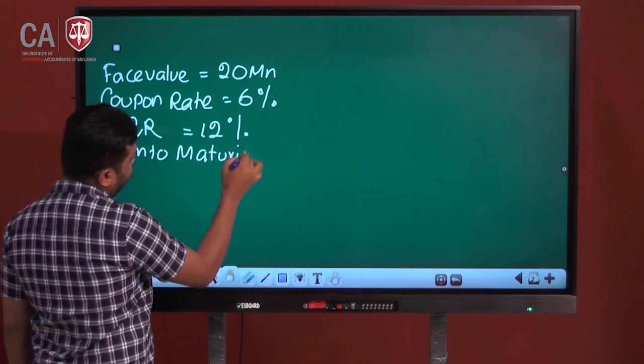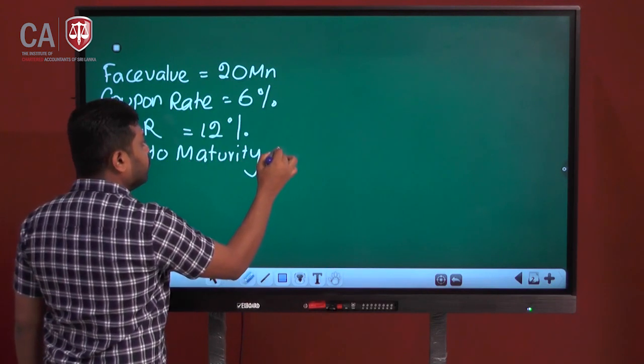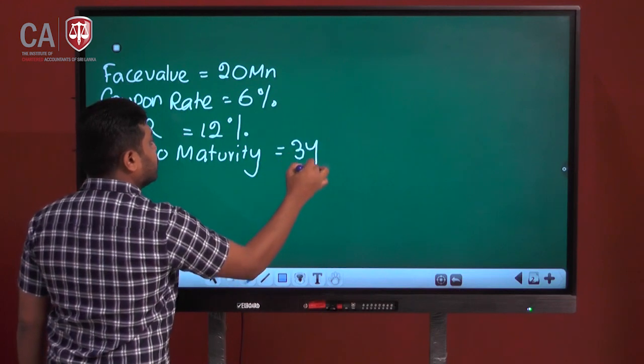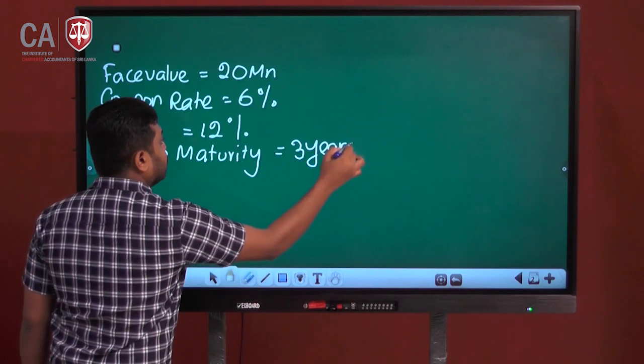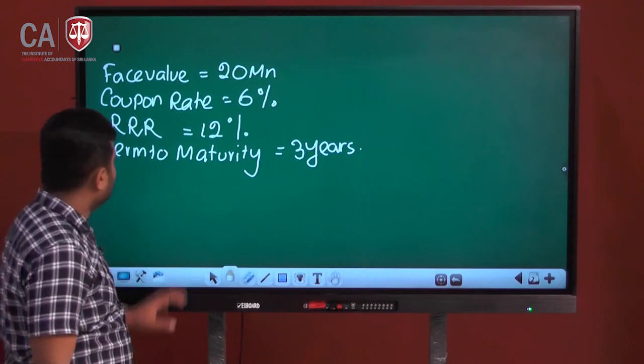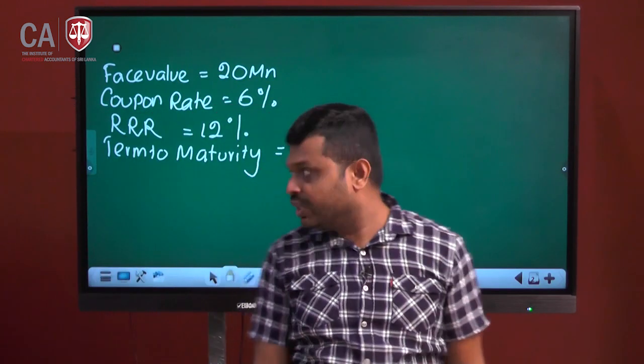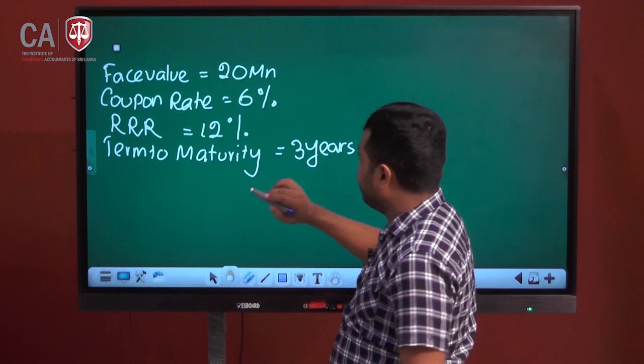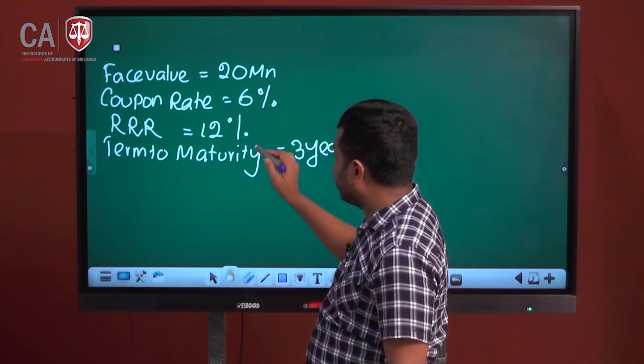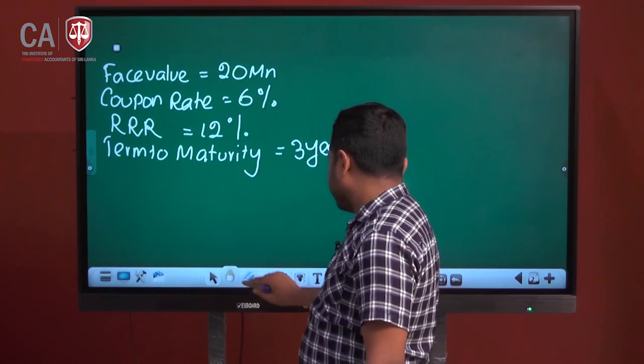Maturity, 3 years. Term to maturity 3 years. Those information are available, right? Face value 20 million, coupon rate 6%, required rate of return 12%, right.